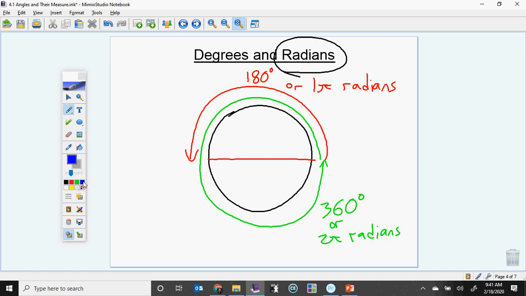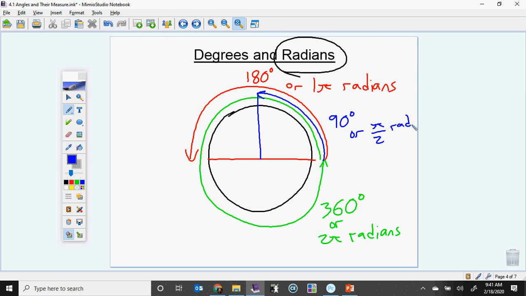Let's say I only go 1/4 of the way around my circle. Well, that would be 90 degrees, or, well, it would be half. If 180 degrees is 1 pi, it would be half of that, or just half of pi, pi over 2 radians, which sometimes we'll shorten to RAD. All right, so pi over 2.